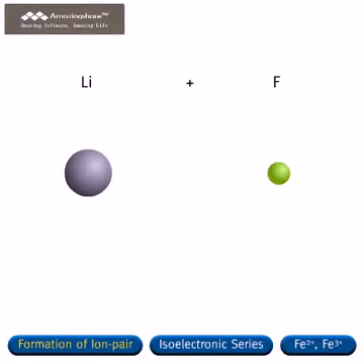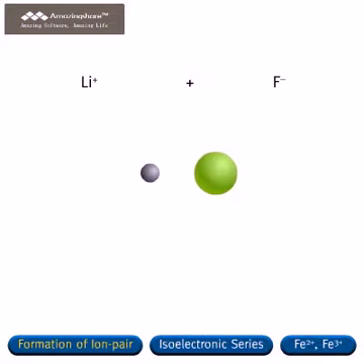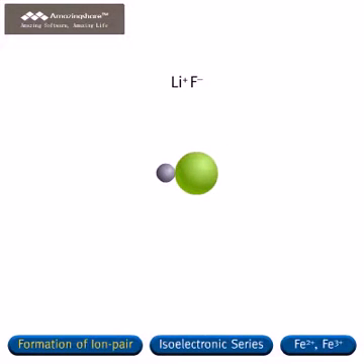When lithium and fluorine react to form the ionic compound lithium fluoride, an electron is transferred from lithium to fluorine. When lithium loses an electron, its size decreases significantly, from an initial atomic radius of 152 picometers to an ionic radius of 60 picometers. When fluorine accepts the electron, its radius increases from 72 picometers to 136 picometers. An electrostatic attraction, or ionic bond, forms between lithium ions and fluoride ions.